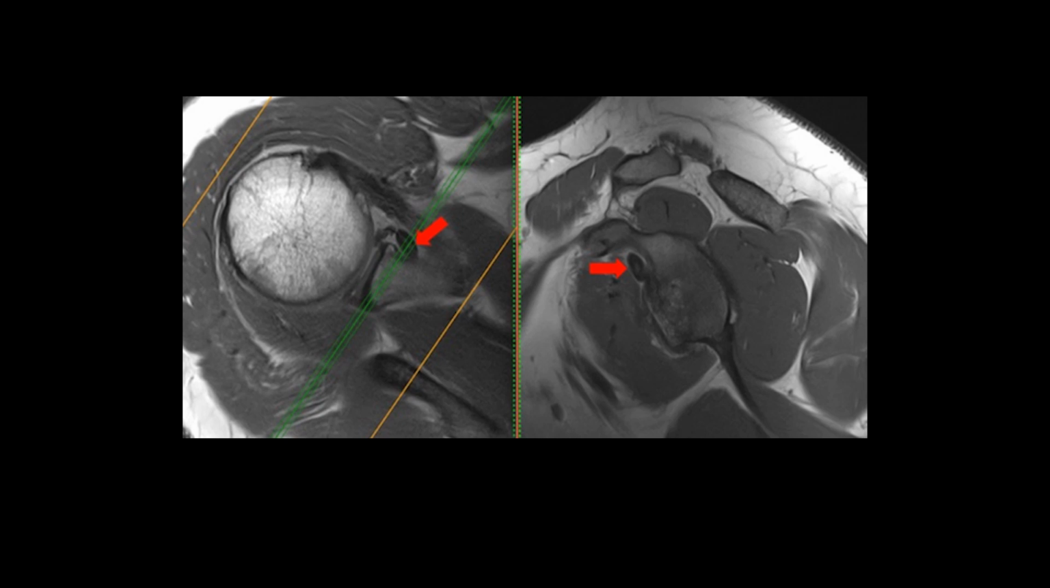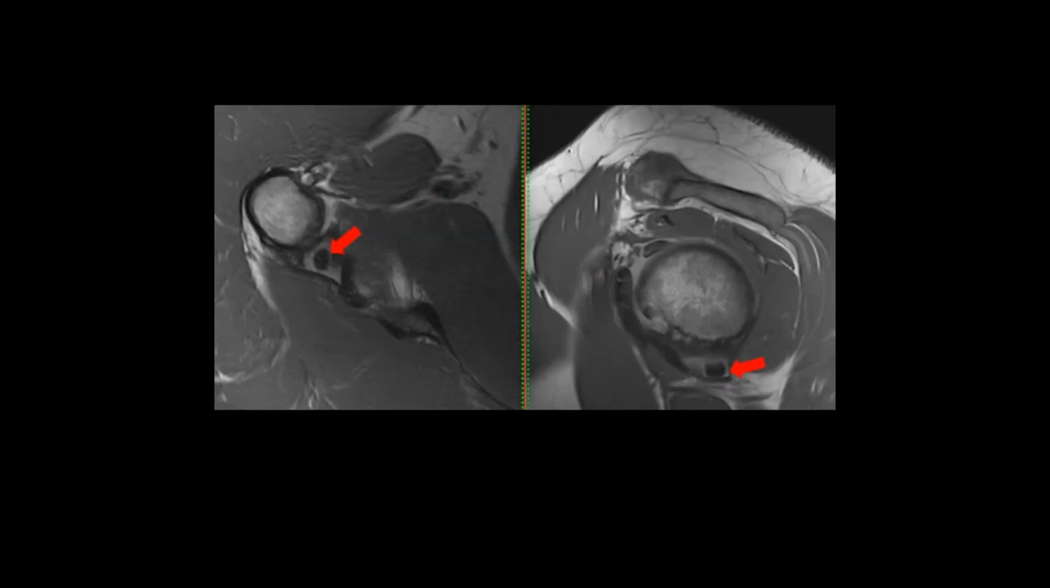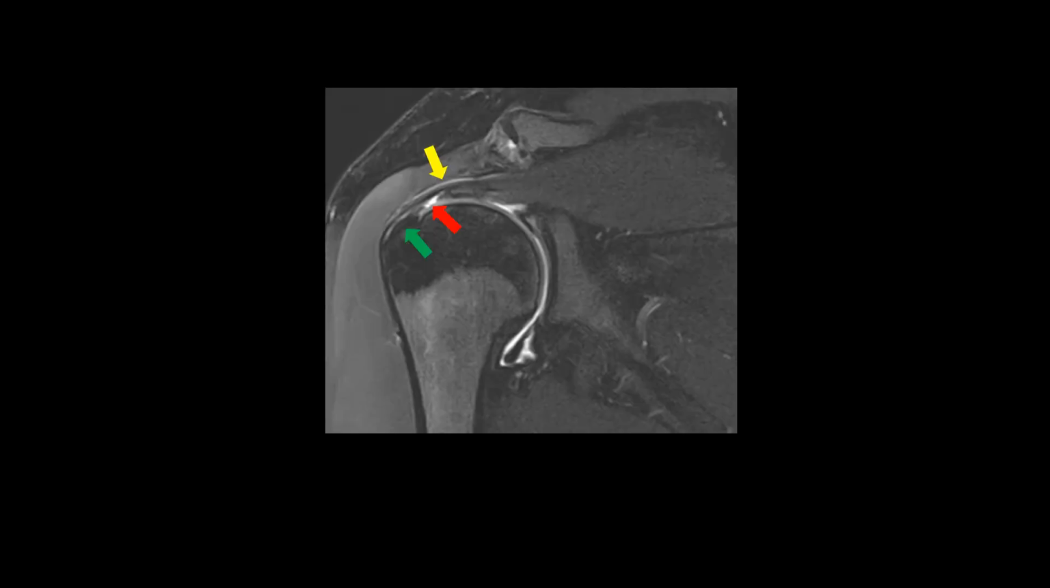Whenever we see a loose intra-articular body, we have to mention its location, its dimension in 3 planes, and the site from which that body has originated, known as the donor site. In our case, the donor site is definitely the anteroinferior glenoid. Here we see another intra-articular osseous body in the axillary recess.